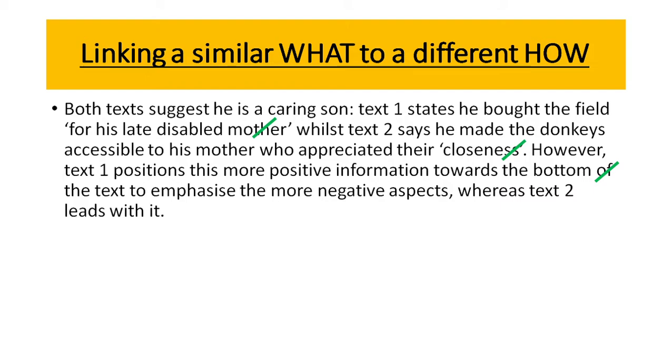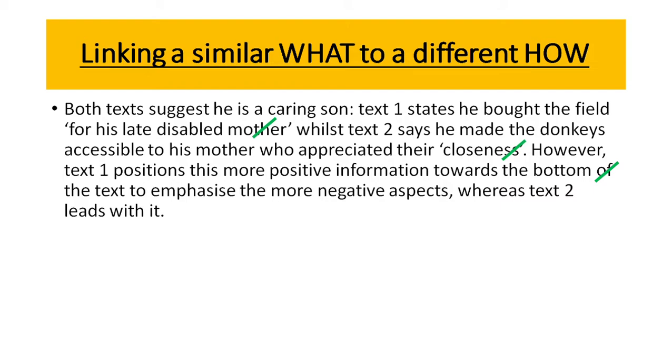Text 1 states he bought the field for his late disabled mother, so that secures the first point because you've got the quotation for text 1. Whilst text 2 says he made the donkeys accessible to his mother who appreciated their closeness, and that's your second tick because you've pinned down point 2 with your quotation from text 2. I actually find it quite difficult to structure that second quotation and embed it. As long as you're closely referencing the text, you'll usually get a tick, but I didn't want to model not using a quotation for you. So that's the what. I've pinned down 2 marks for a what there.